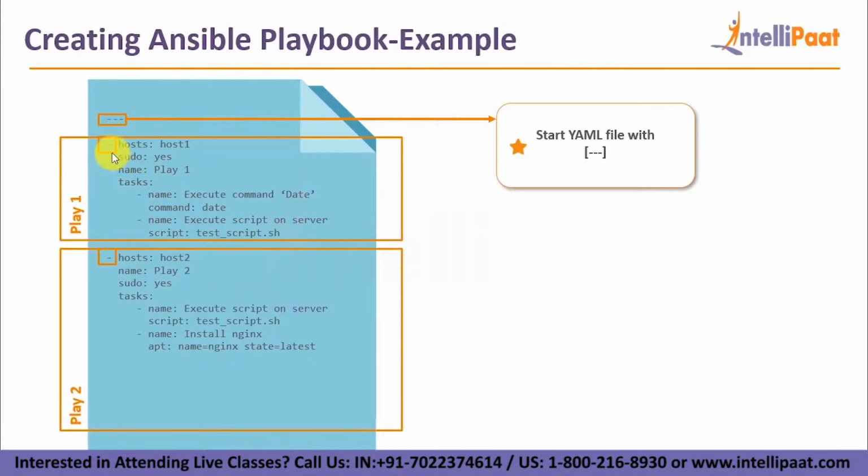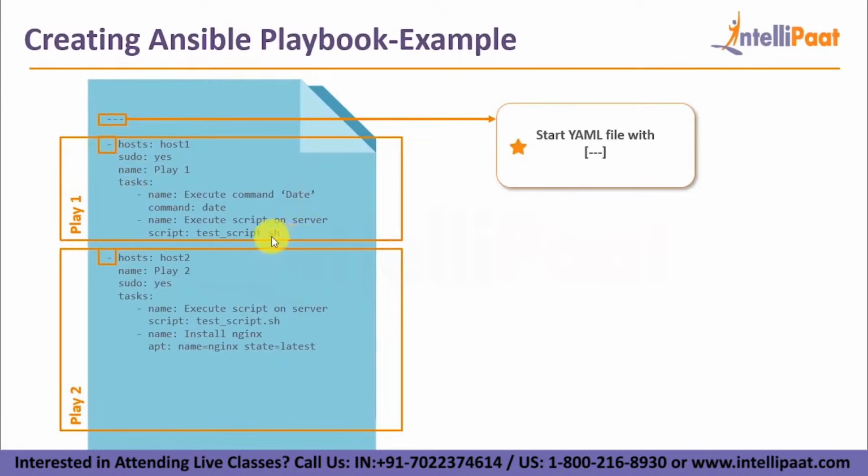Now whenever you're starting a new play, in that case also you have to begin with a hyphen. You specify the host name, that is hosts colon and then host 1. Then whether that particular play has to use sudo, we mention that. So if you want to use sudo in these commands, all you have to do is type in sudo colon and then say yes. Then you give the name of the play. The name of the play could be anything. Like I said, it's just a string. You can pass in anything over here. And once you've specified all this info, you start with the tasks. So this is play 1.